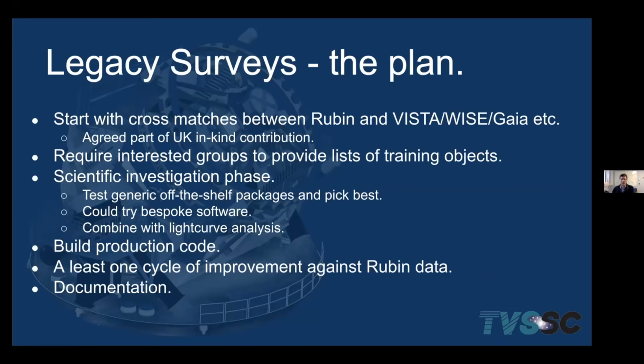We'll probably then need a scientific investigation phase. And at the very minimum, that will be to take the off-the-shelf packages that exist for machine learning and pick the best one, which could do it. We could also try bespoke software. Then we have to work out how we combine this with a light curve analysis to build a truly global classifier. Once we've done all that, we could build production code to do it. And then I suspect that there'd be at least one cycle of improvement of that against Rubin data. So the idea is that you would run this every year against each release of the Rubin data. And of course, in the end, we would need to document what we've got.